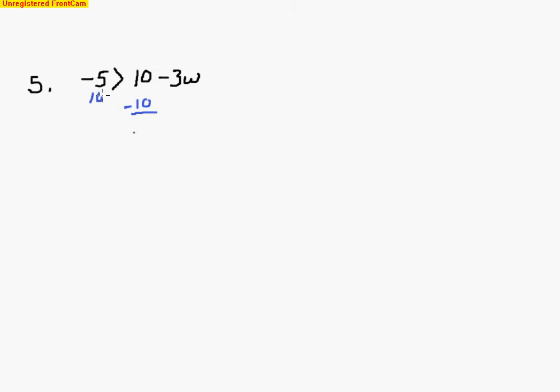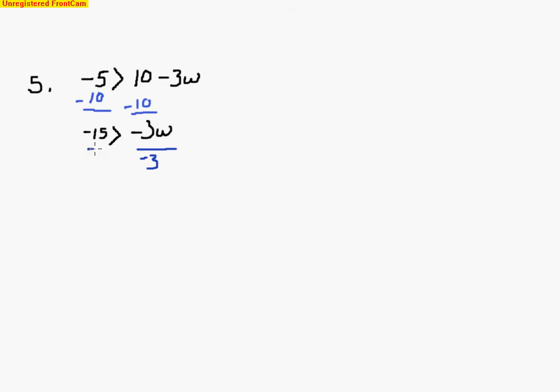Being very careful as we do the work here, we've got two negatives, so we end up having to add those two numbers. So when we do that, we end up with a negative 15. We bring down that same inequality sign, and we bring down that minus sign and the 3w. So from this point, what we want to do is get rid of that negative 3 that's in front of the w. So we're going to divide by negative 3.